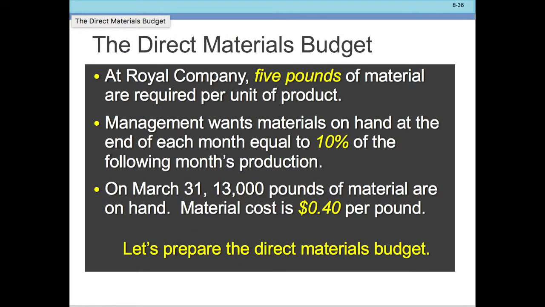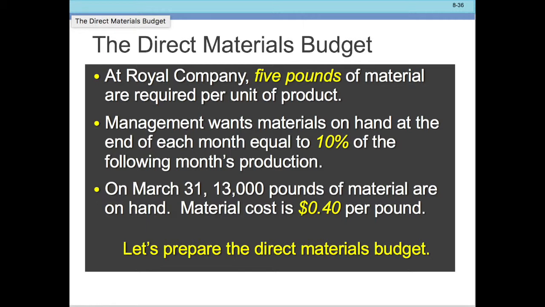It says the rail company, 5 pounds of material are required to produce a unit of product. Management wants materials on hand at the end of each month to equal 10% of the following month's production. October 31st, 13,000 pounds of material were on hand. The material cost is 40 cents per pound.